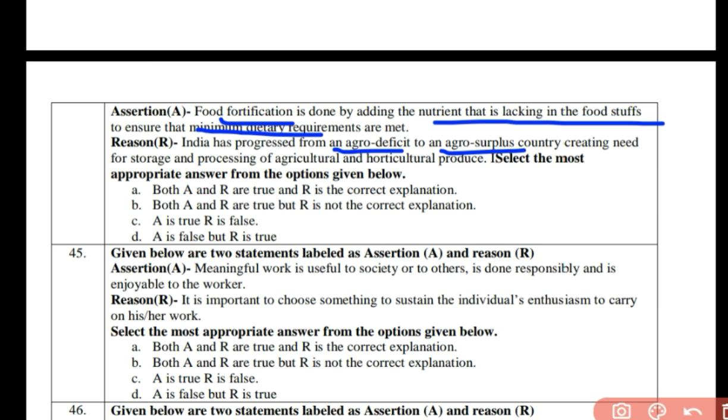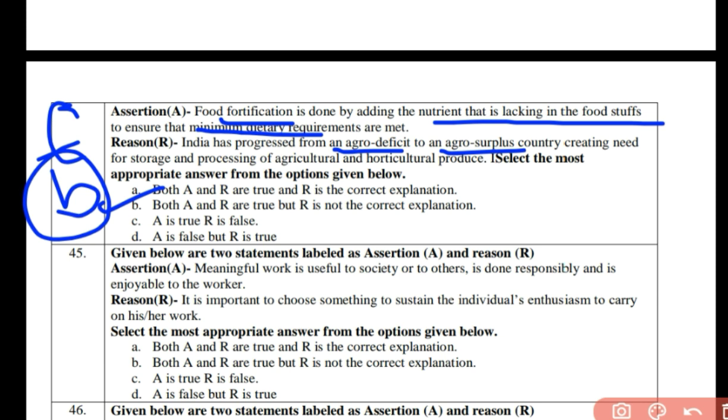India was earlier an agro deficit country, but now it is agro surplus. But it has nothing to do with food fortification. Food fortification deals with the enhancement of the nutrient value, which is not discussed in the reason. So, obviously, the statement is correct and the reason is correct, but the reason is not the correct explanation. Both A and R are true, but R is not the correct explanation for the assertion. So the right option to choose is option B for question number 44.